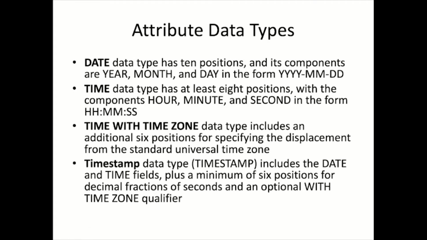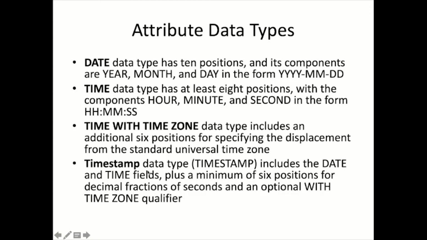Then there is a timestamp also. Timestamp is another data type that includes date and time fields plus a minimum of 6 positions for decimal fractions of seconds. If you want to find at what time a person has written an exam or submitted an answer sheet, we have to get the exact timestamp. So for that we specify the date and time fields plus a minimum of 6 positions for decimal fractions of seconds, and an optional with time zone. That qualifier is optional.